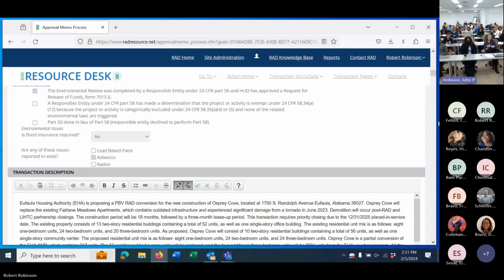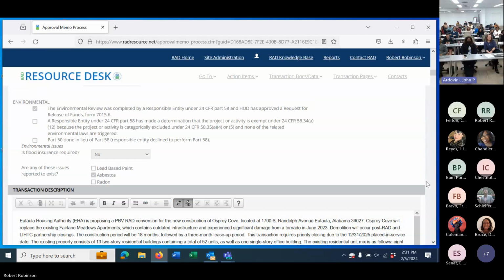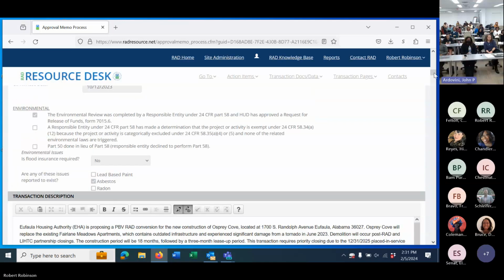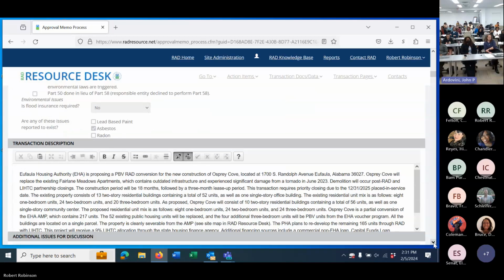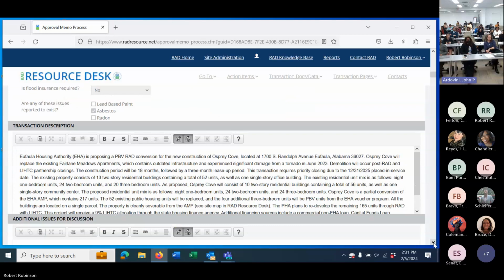We get the first shot of answering questions about environmental right here. It asks you whether it's a Part 58 or Part 50 review that you're doing. You select that information right here. Does it require flood insurance? You would answer that question here as well. I had spoken earlier about housing requirements. It's asking, do they have any of these issues: lead-based paint, asbestos, radon? This is where you would highlight that as well.